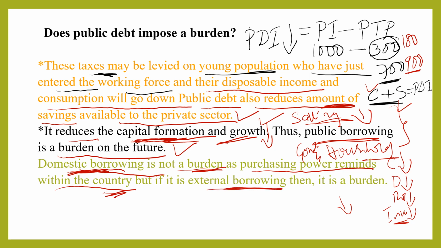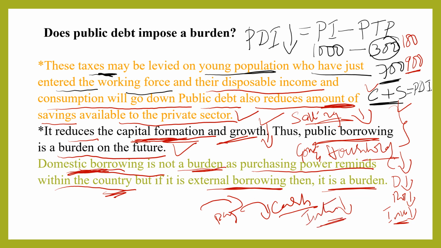If it is external borrowing, that means you are borrowing from outside the country, then it is a burden, because you will borrow, but at the time of repayment, what happens? Money will go out of the country, cash will go out of the country along with the interest. You need to pay even interest. So when money goes out of the country, the money in the economy is going to decrease and demand is going to decrease. This again leads to a downturn or slowdown of economic activities. Because of that reason, we can say that public borrowing is a burden.